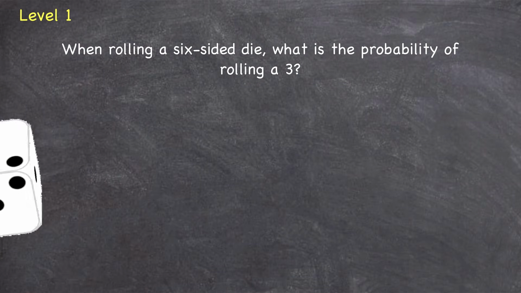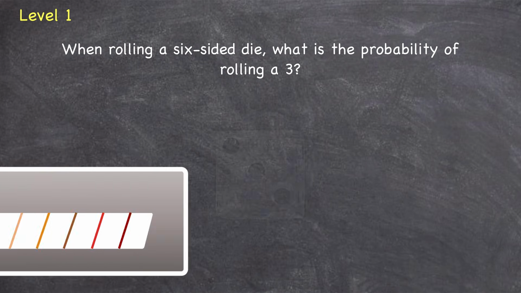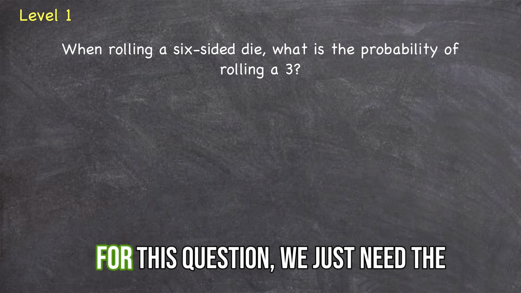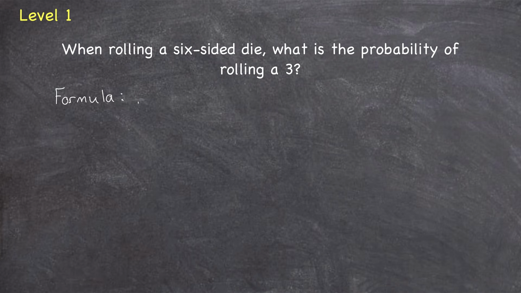Level 1. When rolling a 6-sided die, what is the probability of rolling a 3? For this question, we just need the general theoretical probability formula, which says the probability of event A happening equals the number of ways event A can happen, which we call the event space, and divide that by the total number of possible outcomes, which we call the sample space.